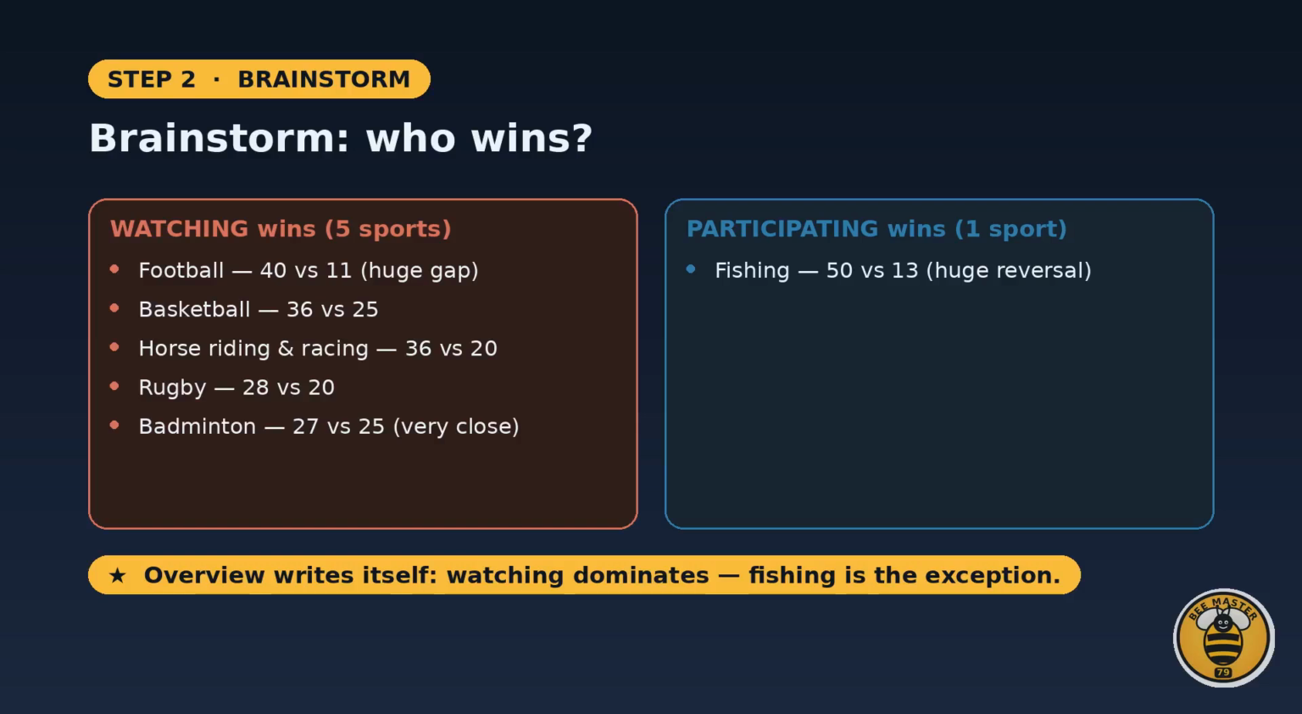Now let's brainstorm before writing. Group the data by which habit wins. Watching is preferred for 5 of the 6 sports: football, basketball, horse riding and racing, rugby, and only just badminton. Participating wins for 1 sport alone, fishing, but it does so dramatically. This grouping hands us a clear overview. Watching dominates, with fishing as the striking exception.